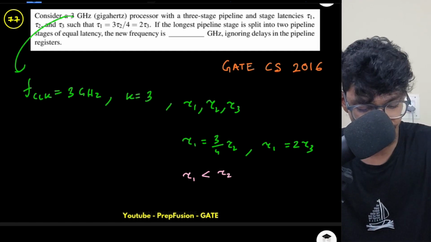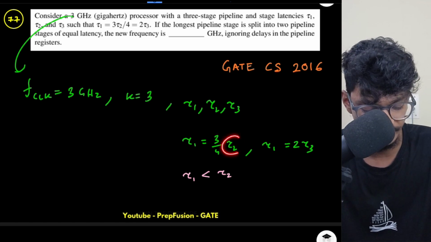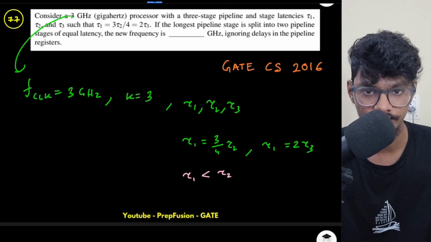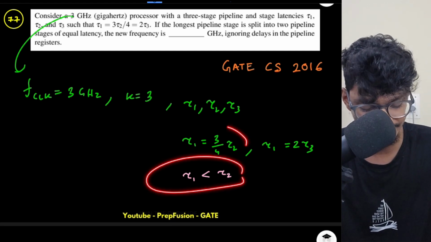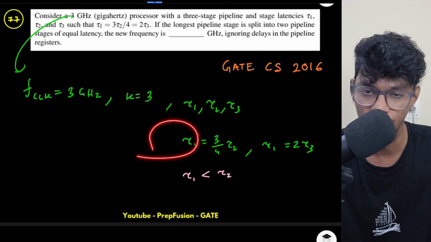Let's take an example. Let's take tau 2 to be 1 nanosecond. If I take tau 2 to be 1 nanosecond, what will be tau 1? Tau 1 will be 3/4 nanoseconds, which is less than tau 2. So obviously tau 1 will always be less than tau 2, because I am multiplying tau 2 with a fraction.